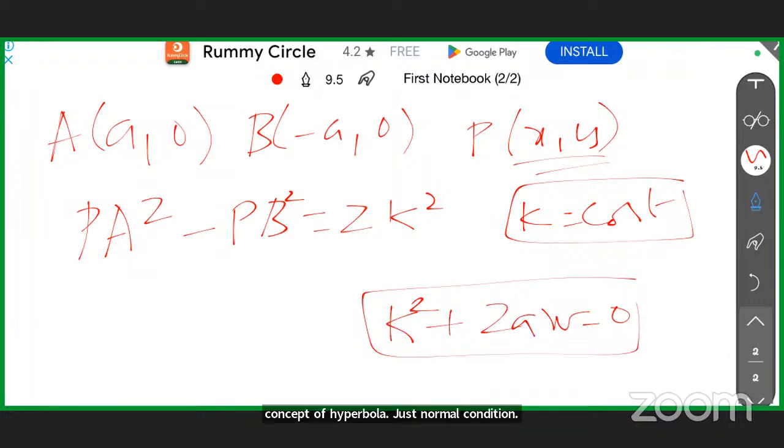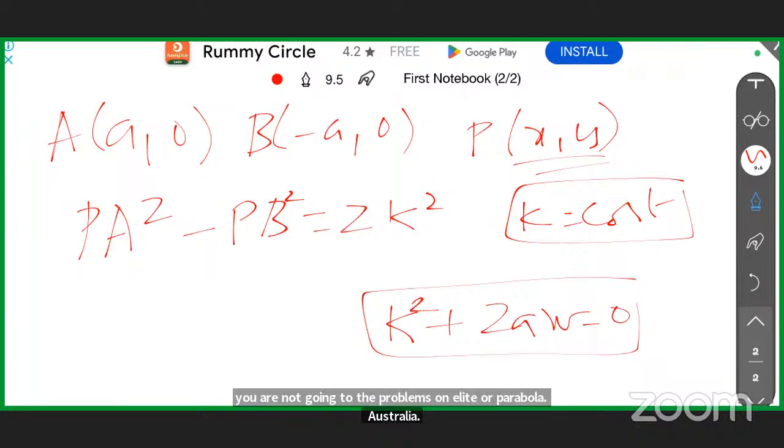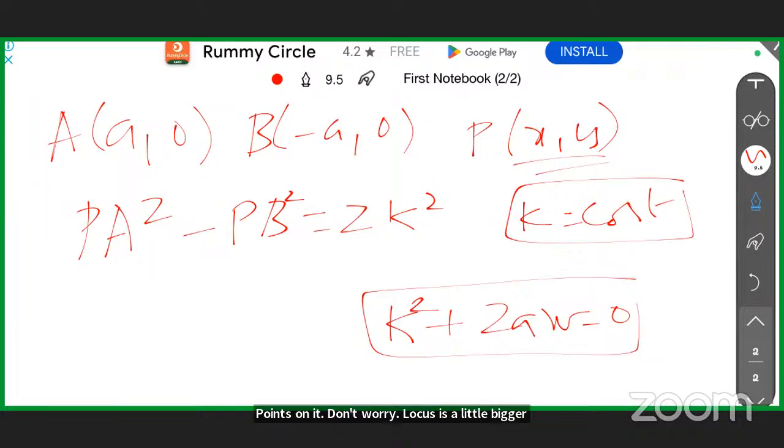Sir, you have still not gone to the problems on ellipse, hyperbola or parabola. Still you are on straight lines and points only. Don't worry, locus is a little bigger chapter. A lot of problems are there to solve. We have just begun the trailer of this one. The main picture is yet to come. Not that I am frightening you, but I am telling you, we still have a long way to go.